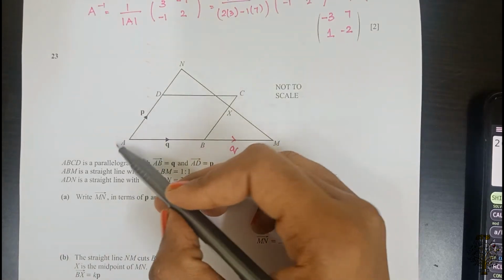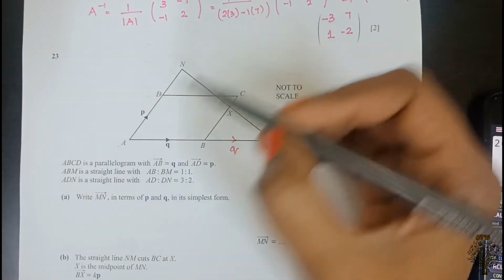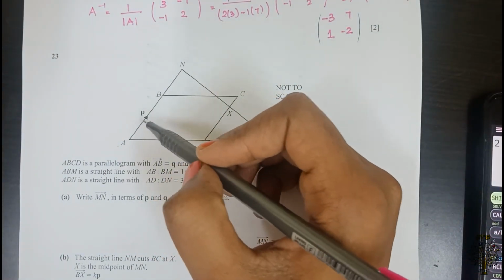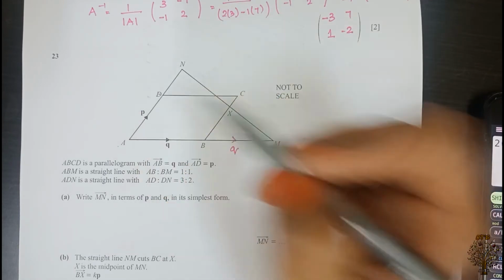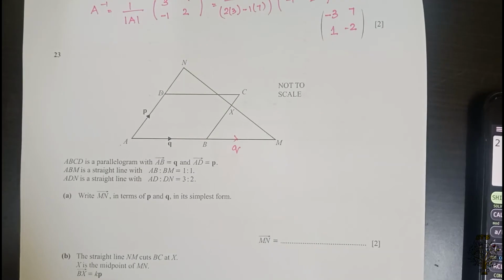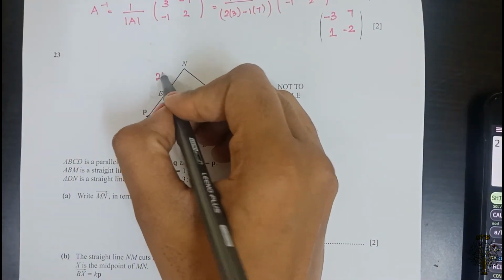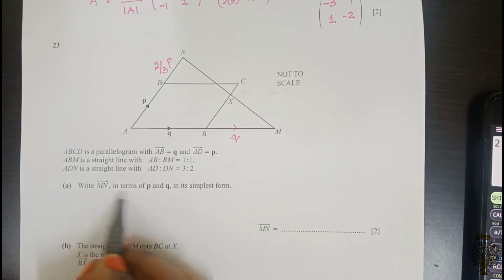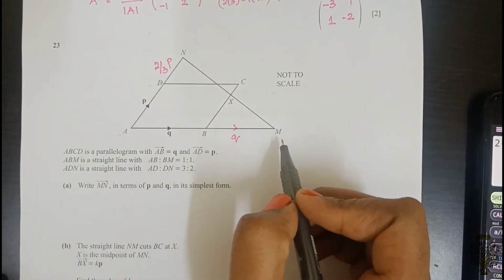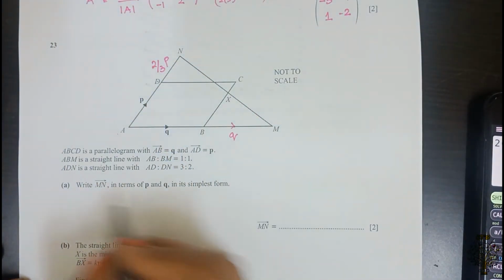AD is to DN is 3:2. So this is going to be 3:2. We are going to continue. DN is 2 by 3 of P. Okay. Now write MN in terms of P and Q. First locate where is MN. This is your MN. Okay.